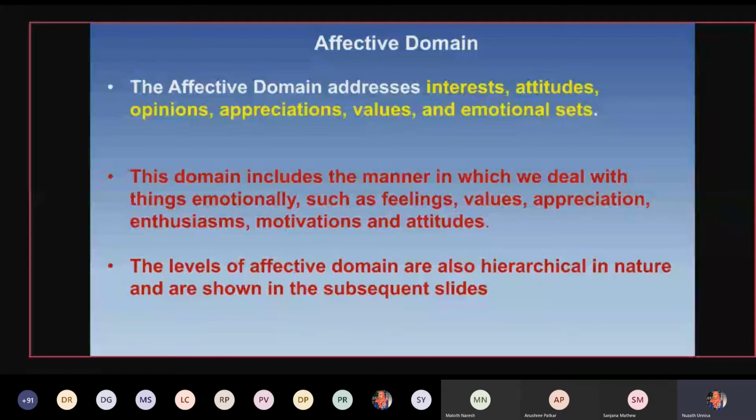Now, moving ahead with the levels. Here we see the levels of the affective domain. There are 5 levels, starting with receiving, moving on to responding, then valuing, organizing, and the last and highest level is characterization, popularly known as characterizing by value set. The basic level starts from the bottom, subsequently reaching the highest level, which is characterization.